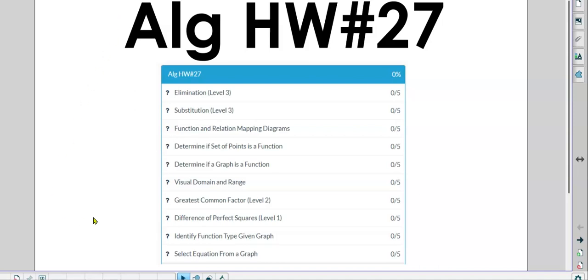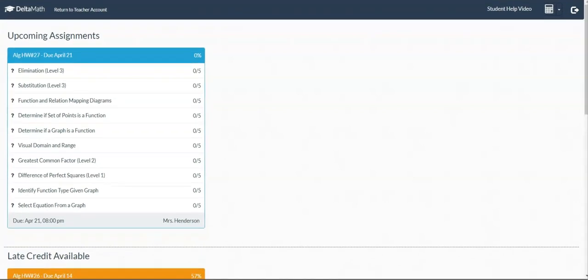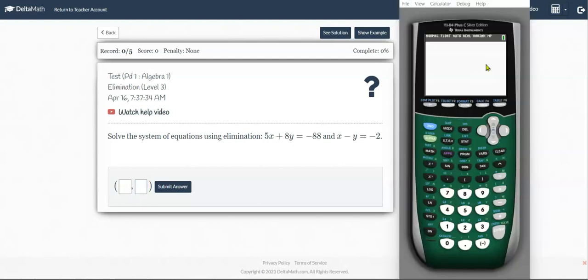Let's take a look at the questions on homework number 27. First, we'll start with the elimination method, that is, solving a system of equations or a two-variable sentence, finding both the x and y values. There are two ways to solve a system. One is algebraically, and the other is graphically, using your graphing calculator or actually drawing them.